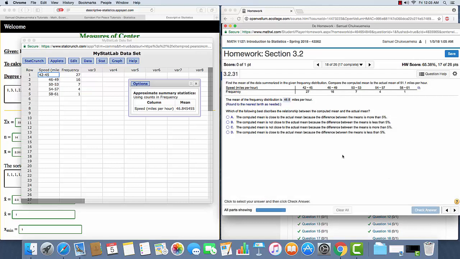Which of the following best describes the relationship between the computed mean and the actual mean? So this is the actual mean, 51.1. Let's find 5% of it.